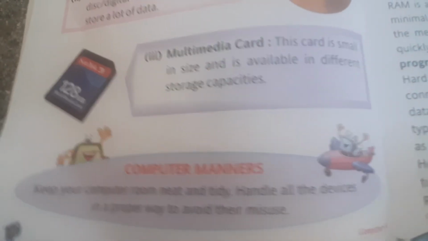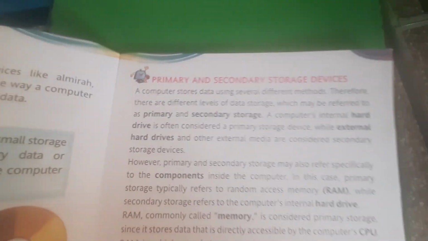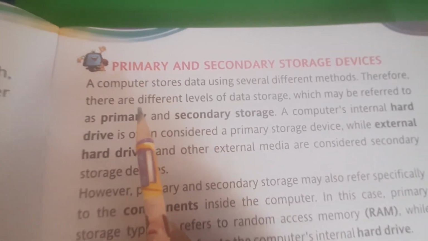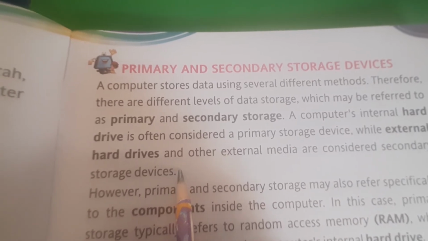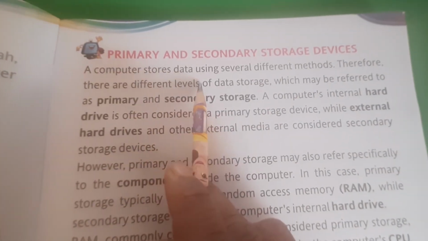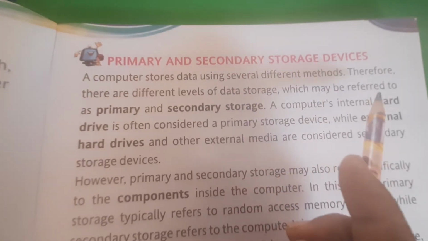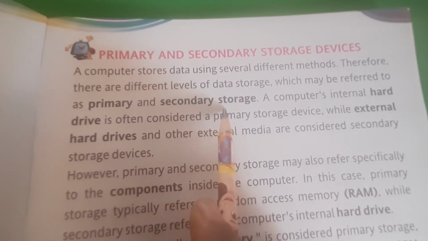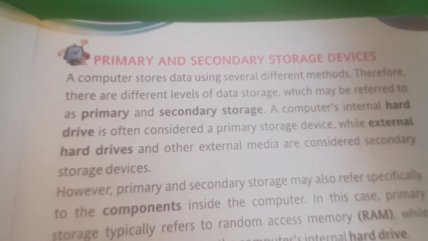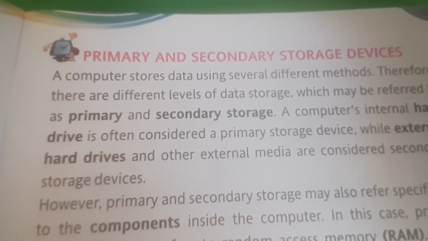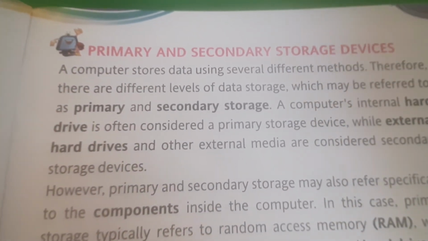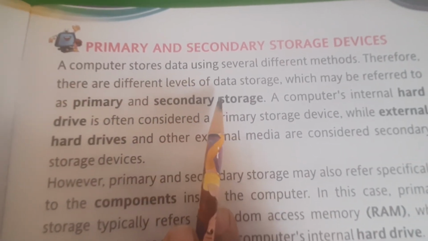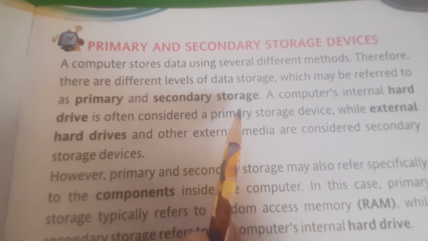Now, primary and secondary storage devices. Let's see what we are going to study in this topic. We are going to study only this paragraph. A computer stores data using several different methods. There are different levels of data storage which may be referred to as primary and secondary. One of the main functions of any computer system is to store data, and it uses different methods for doing that. There are different levels also, that is primary and secondary storage.